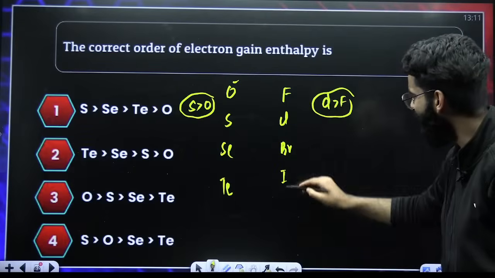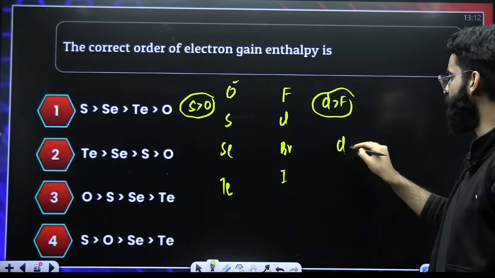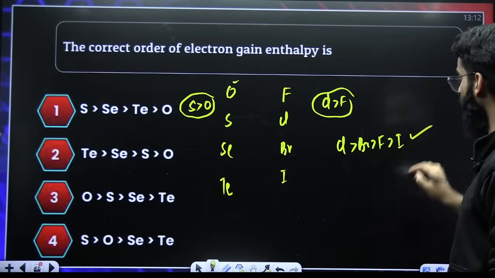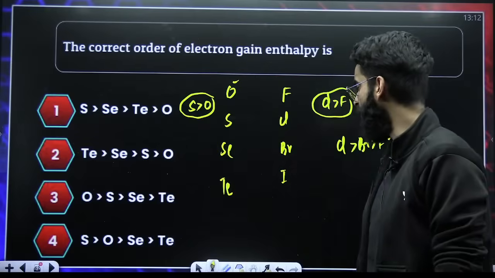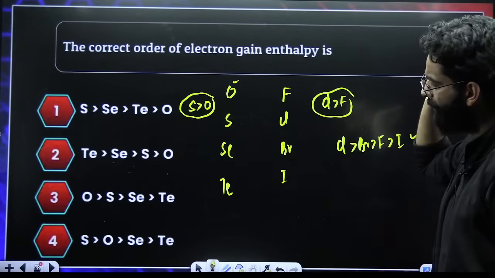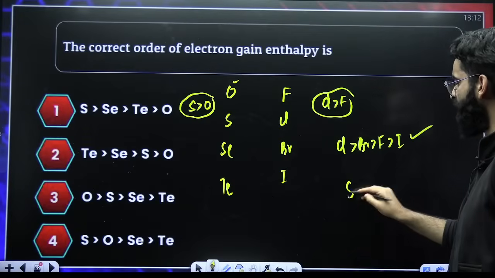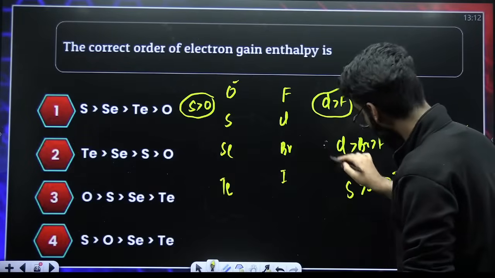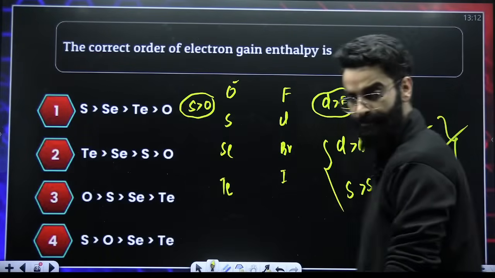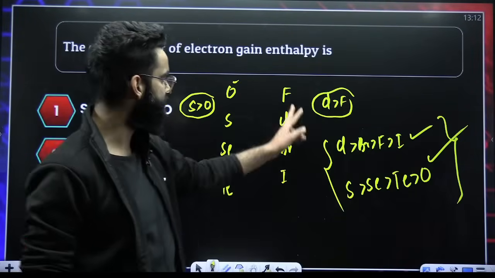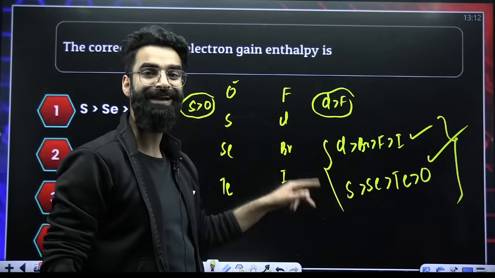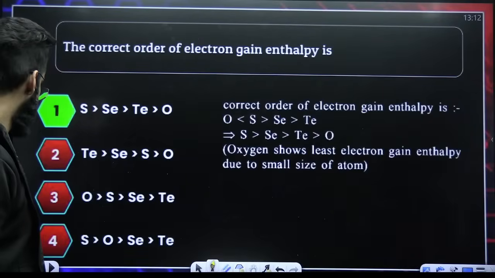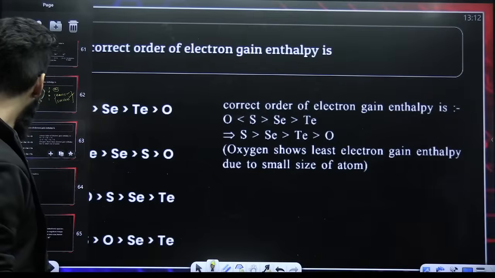The final order here becomes, as I told you, Cl, then Br, then F, then I. This is the actual order of electron gain enthalpies. Here what does the order become? Oxygen goes to the end. So here the order is sulfur, Se, Te, and oxygen at the end. These are the actual orders of electron gain enthalpies, right? In case of group 17, fluorine does not go to the end. Fluorine takes the third spot. But here oxygen goes to the end. I hope I'm clear about what I said.